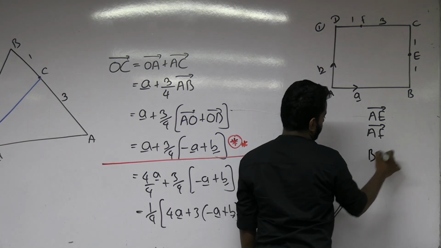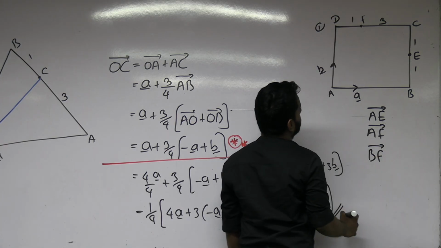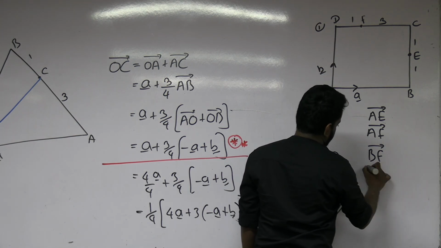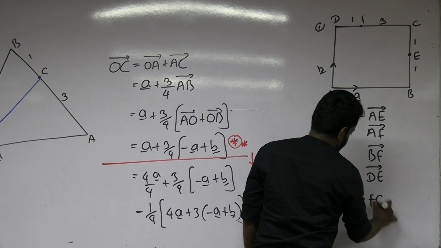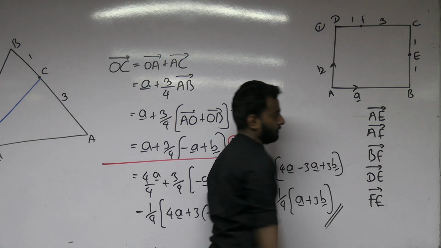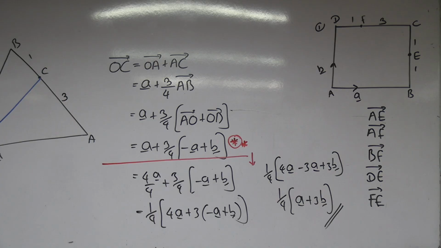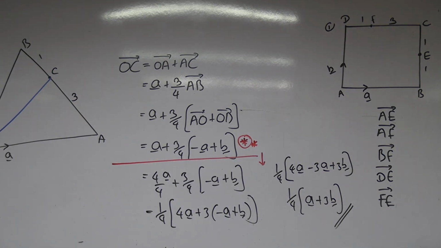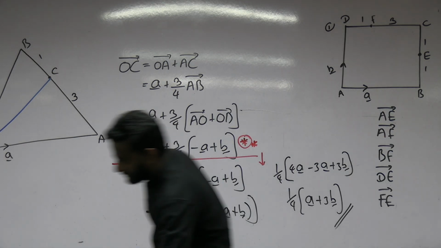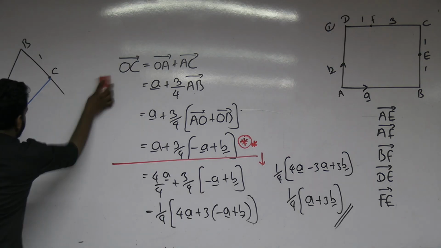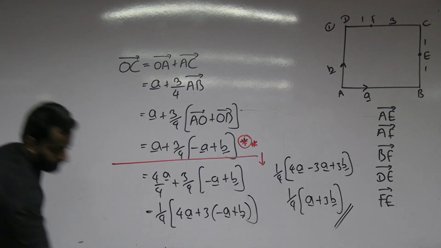BF and DE and finally FE. Okay, so start from there. Right, so we'll start with this, and since most of you have finished it, I'll write the second example here and thereafter we'll move on to this.